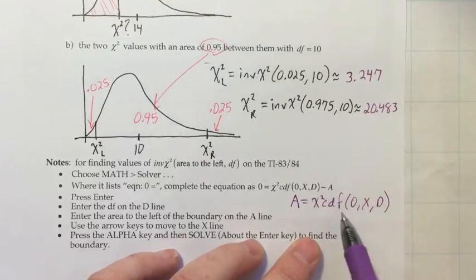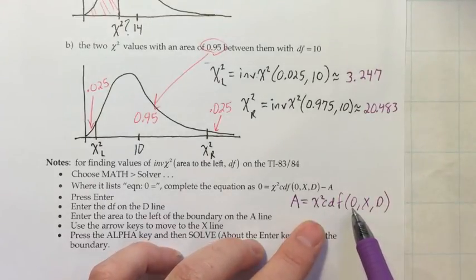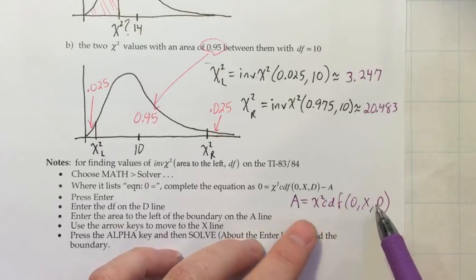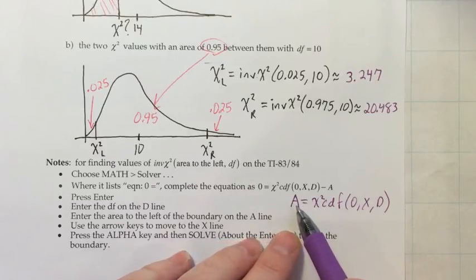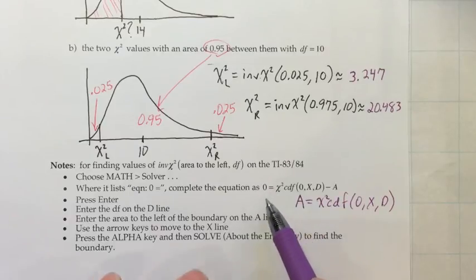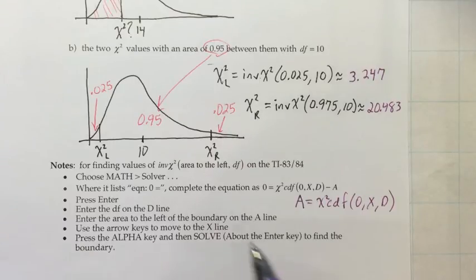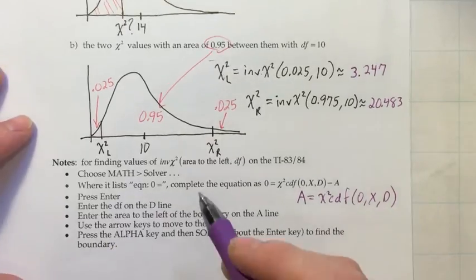So what we're telling the calculator is this chi-squared CDF goes from 0 to a mystery right boundary with mystery degrees of freedom, and then this would be the area. The way the solver works, it has to have a 0 on one side, so we just subtracted that a over essentially. That's where the minus a comes from. So once we enter that equation in, we press enter. From now on, when you do any homework problems, test problems, that's going to be in there, and you just have to follow the steps beyond that.